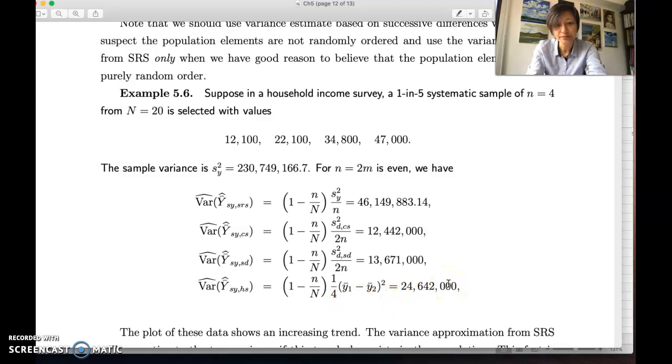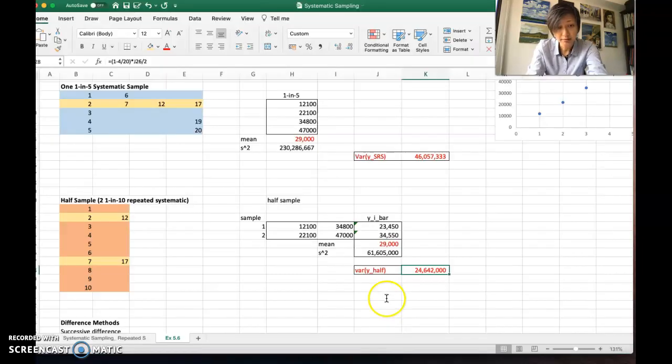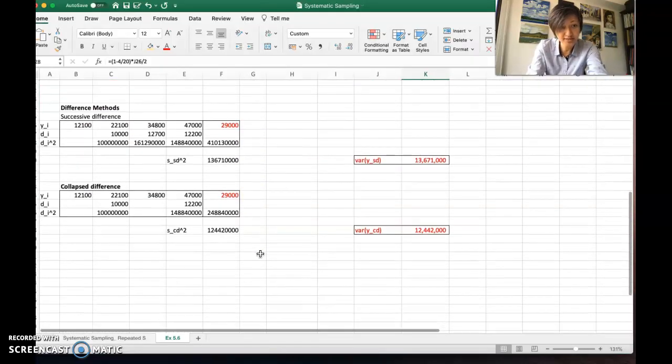Again, like I said, we can see there's a substantial reduction of the estimated variance. So I would say that SRS estimated variance is actually overestimating the true variance under the systematic sampling. Okay, all right, so let's look at the differences method.